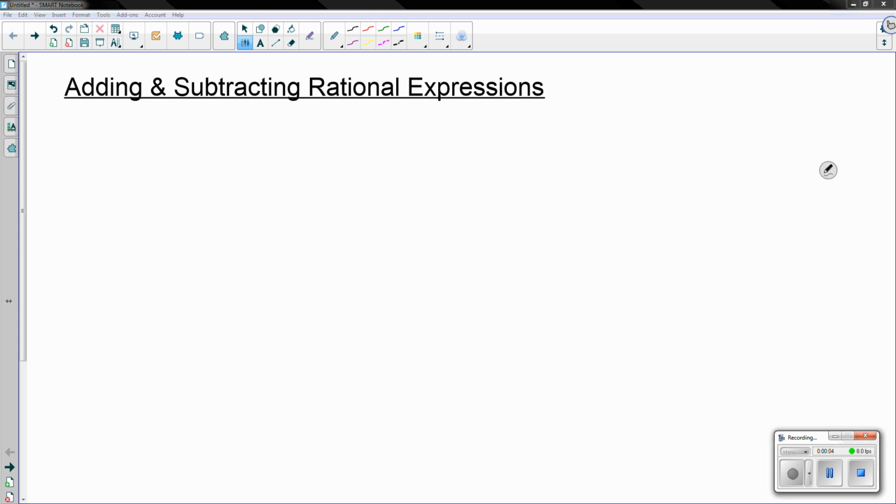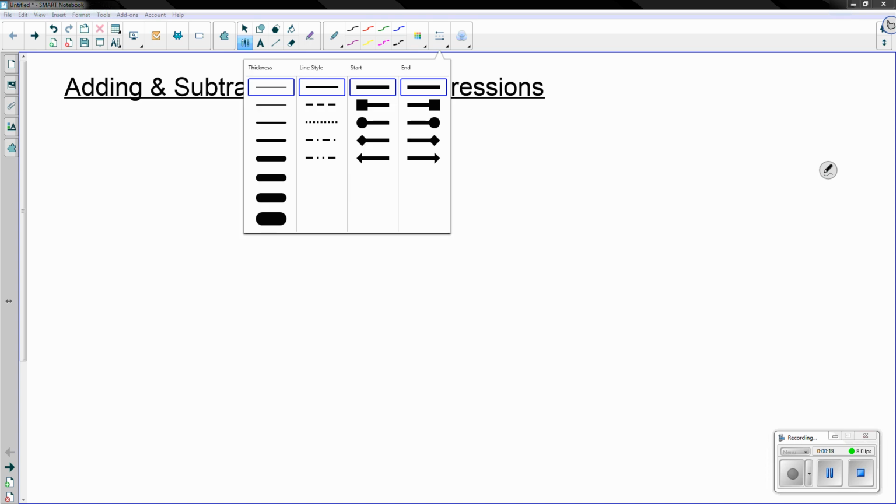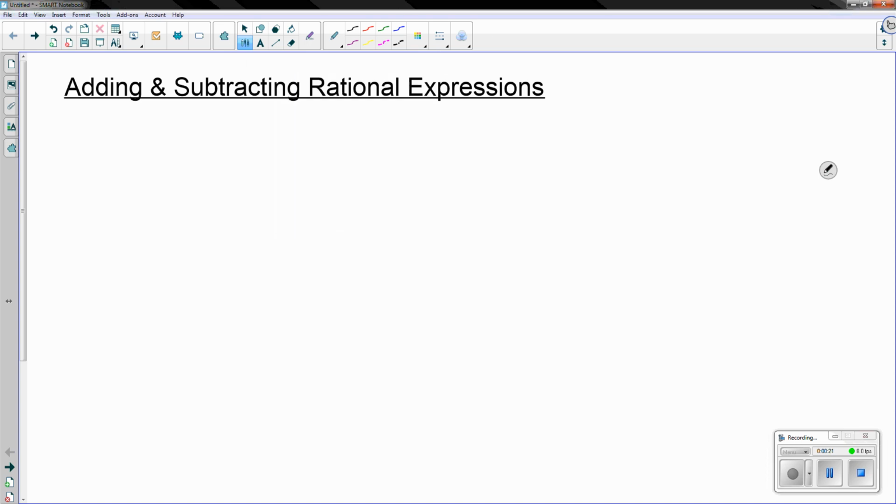Adding and subtracting rational expressions. We know a rational expression is a ratio of two polynomials. So let's first look at the most simplified version of that scenario, which would just be a single constant term up top and a constant term on the bottom. In this scenario, you are likely familiar with it from previous years.